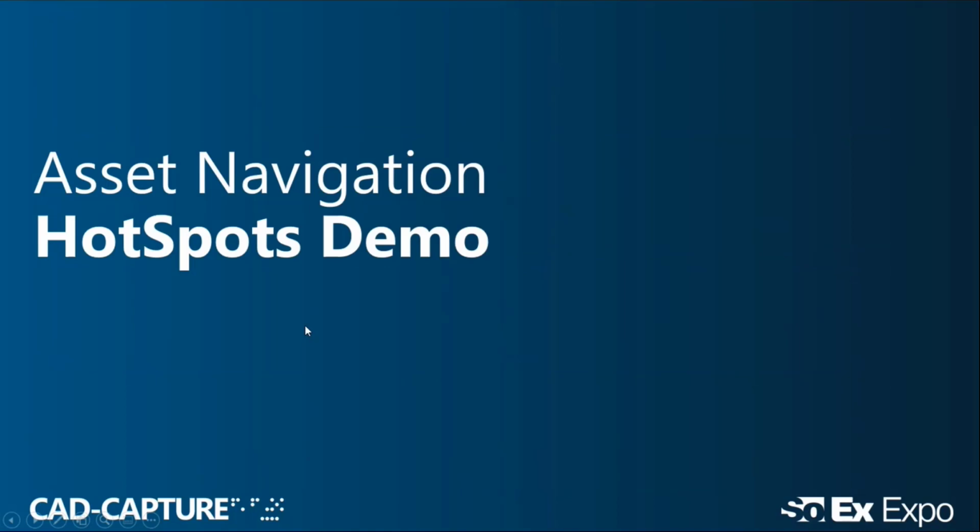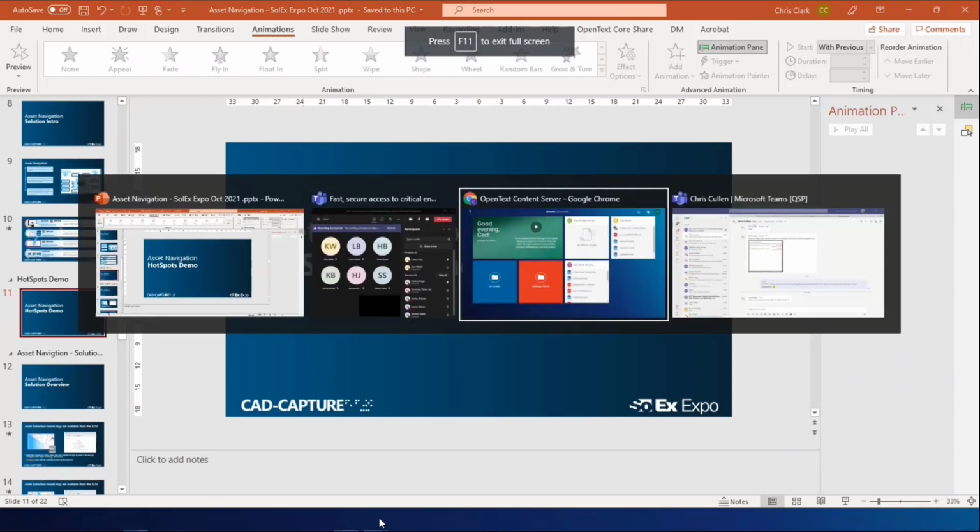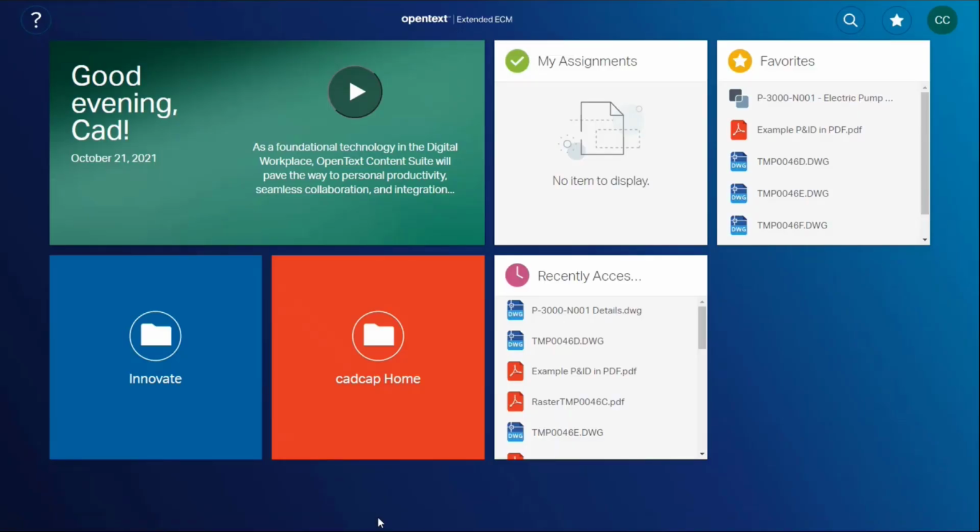Okay, so that was a very quick introduction to the solution itself. And now I'm going to see if I can get to the live demo and give you a brief overview of that in use. So here we have the OpenText Smart User Interface, Smart UI. This is running on a content server or Content Suite system, but it could equally be a Documentum system.